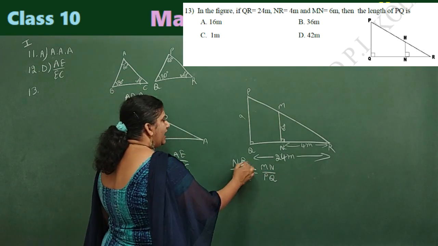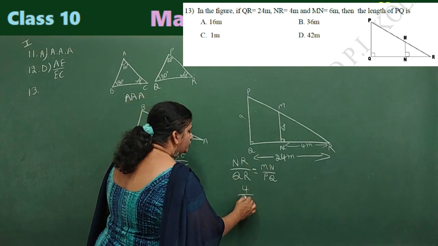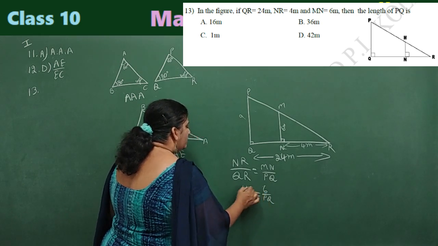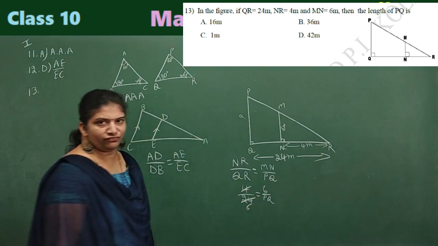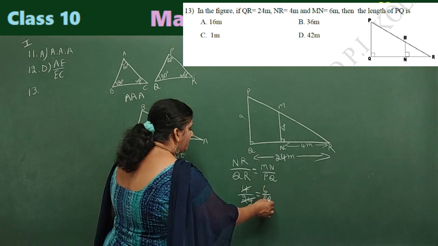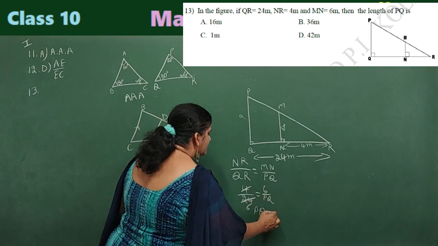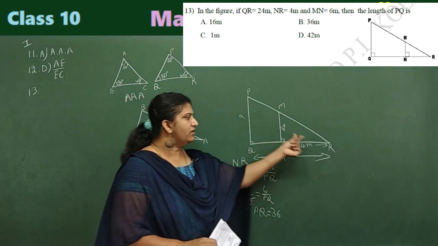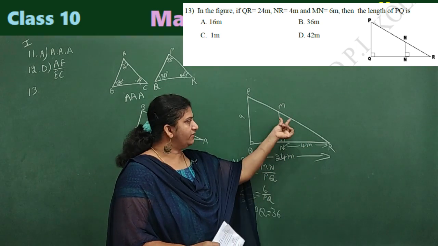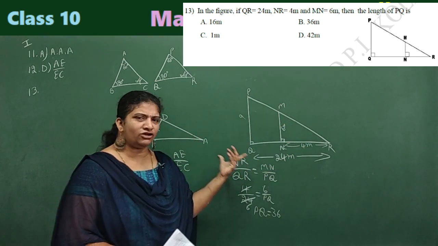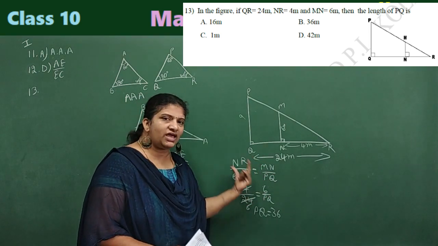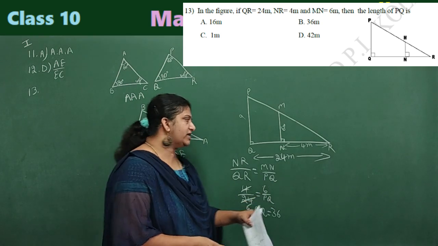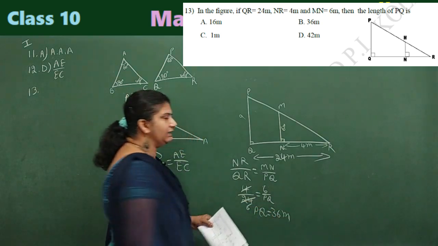Okay. NR value is 4, QR is 24, MN is 6, PQ. 4 6s are 24. Now this 6 send here, PQ bring here. PQ is equal to 6 6s are 36. Directly you can see 4 6s are 24, then 6 6s are 36. Directly also you can say, or in this way you can equate the ratio and you can find the side. Therefore, PQ is equal to 36 meters.